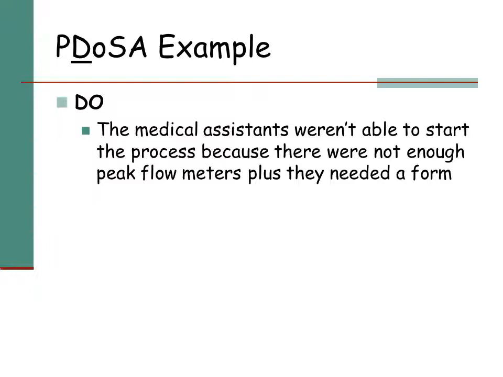So the D, the do part of it. Well, the medical assistants in this case, and the reason I did it this way is so that you can see it's okay not to be successful. They weren't able to start the process because there weren't enough peak flow meters, plus they needed some sort of a form to record it on. So they ran into a little problem, and so they weren't able to start it, but they've got the idea. And so, of course, what they're going to do is order peak flow meters to make sure they've got enough, and maybe call up the Advair rep or something and get a couple peak flow meters and make sure they have a form. And while they're at it, I hope they remember the mouthpieces so that the next time they go to do it, they aren't without parts.